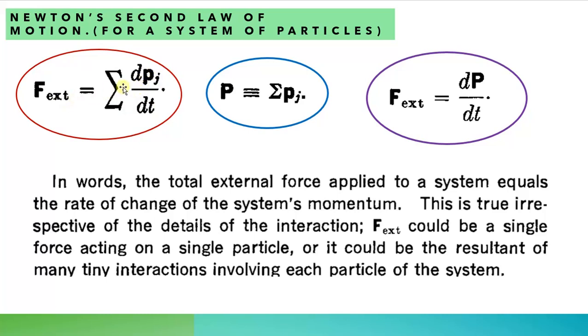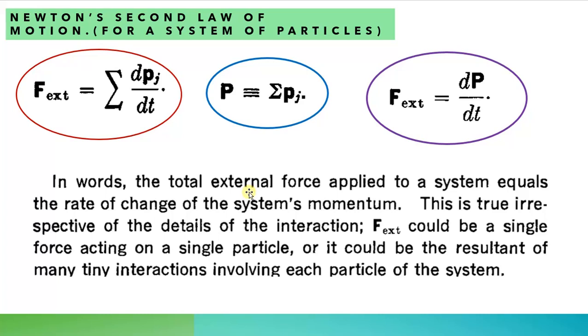So what we will get is F external is equal to d by dt of sigma Pj. But sigma Pj is equal to capital P, the total momentum of the system. So if we have a system of n particles, we can write F external is equal to d by dt of the total momentum of the system. This is an important point. Here all the internal forces cancel out.